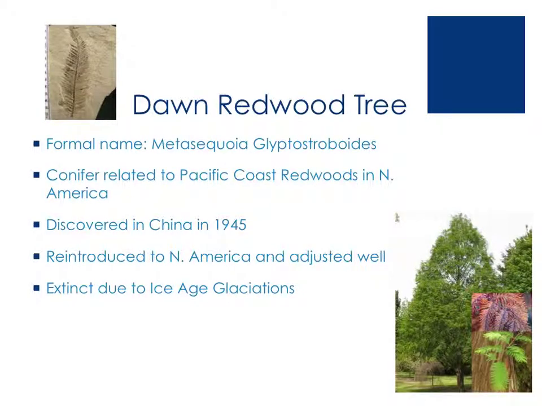Plants can also be living fossils. The Dawn redwood tree is a classic example of a living fossil. It is a conifer related to the Pacific coast redwoods of North America. These species were widespread and common in the Pliocene. Pollen spores of these trees have turned up in fossil samples and were thought to have gone extinct worldwide. Yet living specimens of this tree were discovered in China in 1945. Curiously enough, when the Dawn redwood tree was introduced in North America, it adapted extremely well.